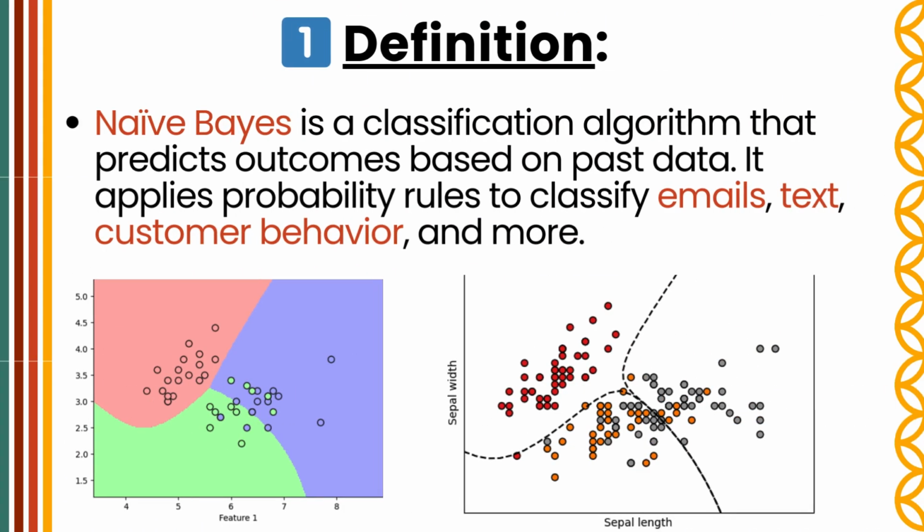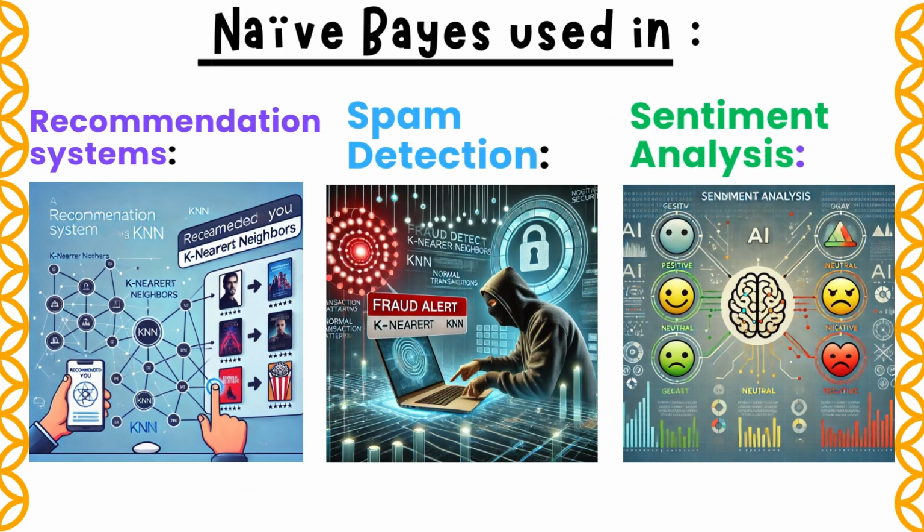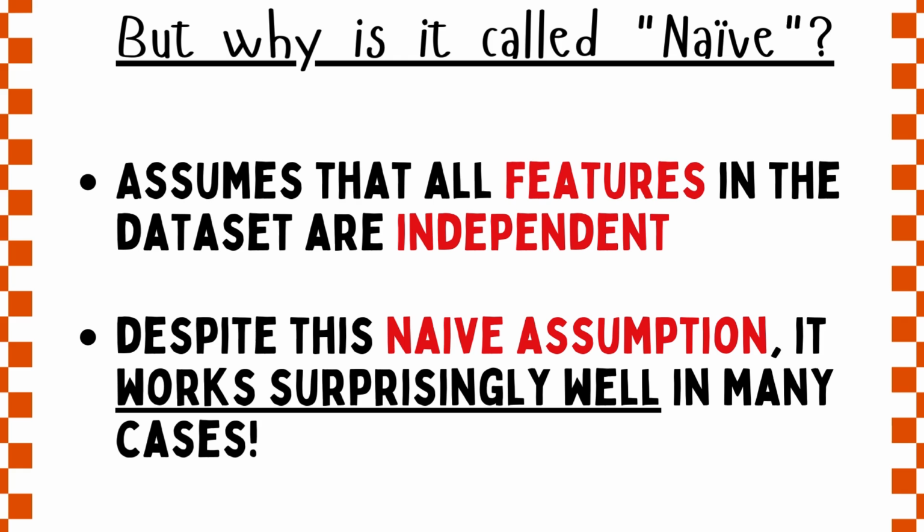What is Naïve Bayes? Naïve Bayes is a classification algorithm based on probability and statistics. It is widely used for tasks like spam detection, sentiment analysis, and recommendation systems. But why is it called naive? Because it assumes that all features in the dataset are independent, which is rarely true in real-world data. Despite this naive assumption, Naïve Bayes still performs exceptionally well for many classification problems.